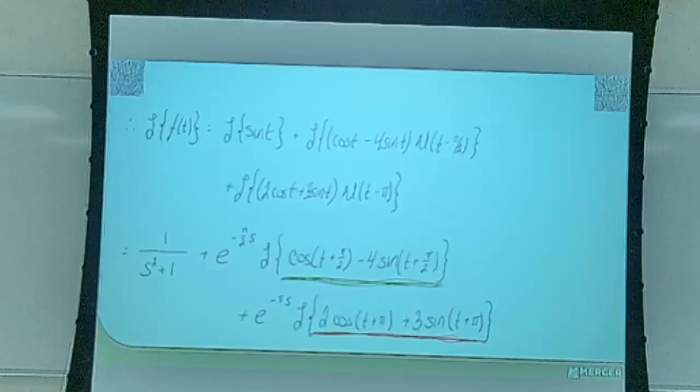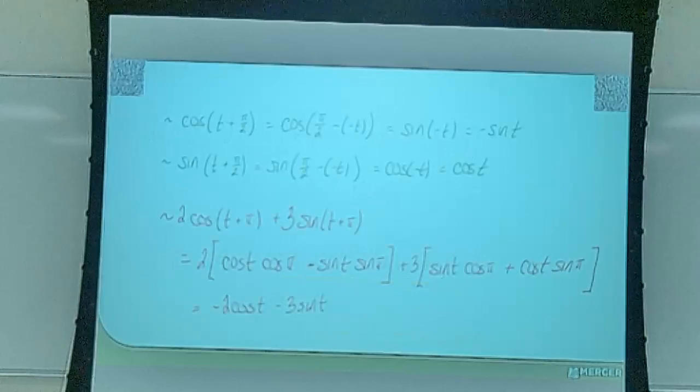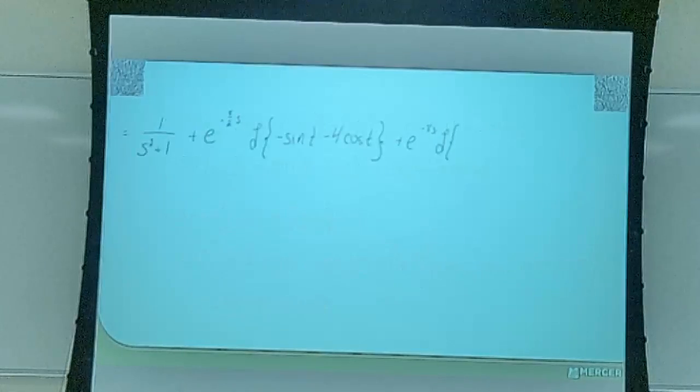Now replace that second function, what we're taking the transform of, with what we just simplified: negative 2 cosine minus 3 sine. Those are all now easy transforms, right? Pay attention to this, and I think this will help you with number 2 in that project.